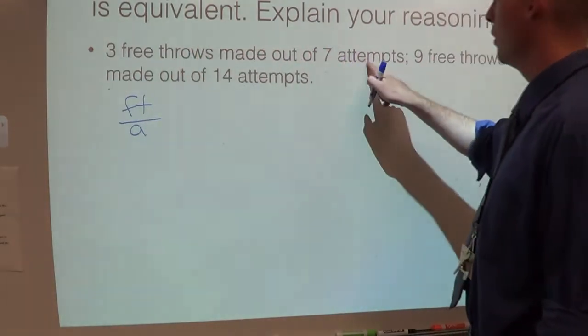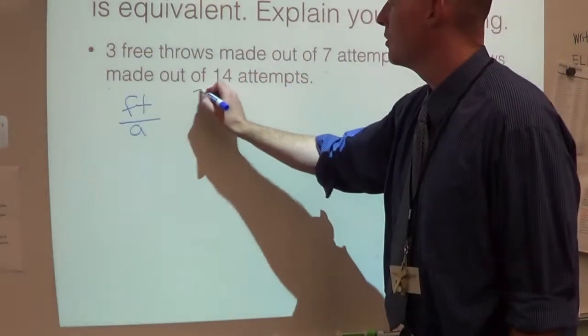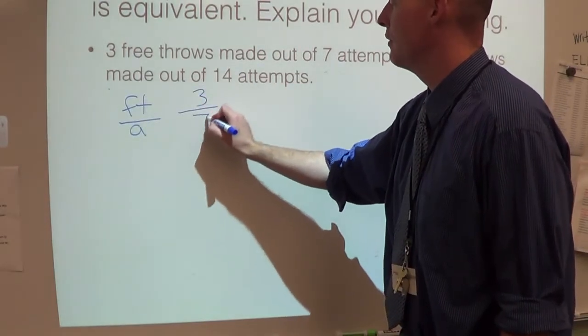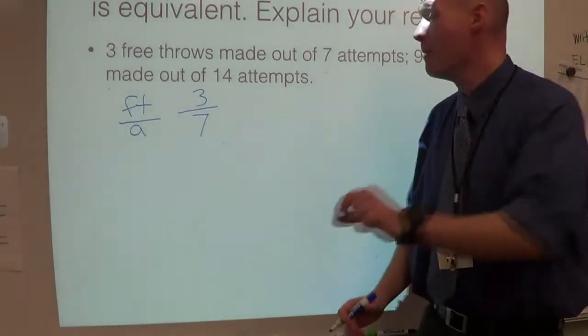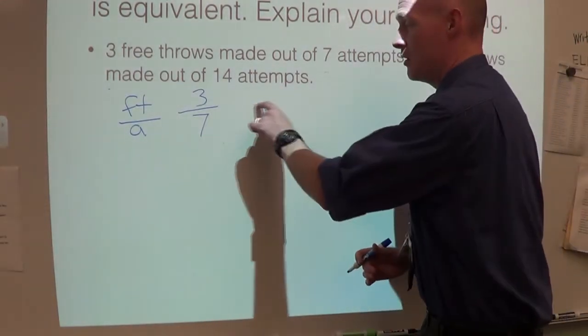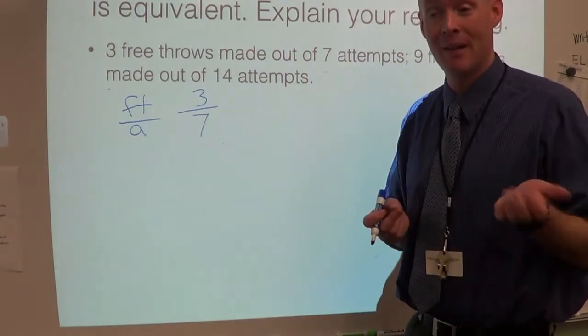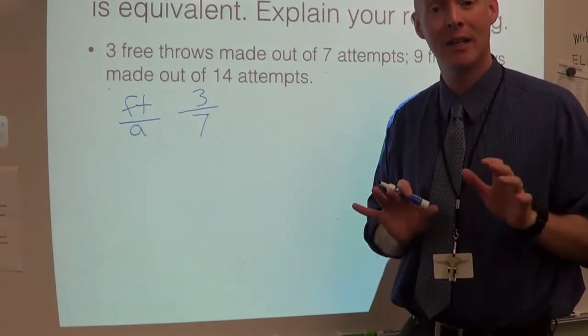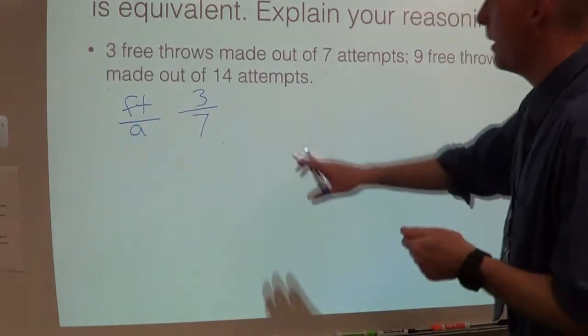Free throws over attempts. So the first one is 3 free throws out of 7 attempts. Now just to pause, can you see why finding the unit rate would be a little bit difficult with this one? Because you'd have to put it over 1, divide by 7, then you'd be doing 3 divided by 7. Kind of a wacky looking decimal, so this is where equivalent fractions is a whole lot easier.